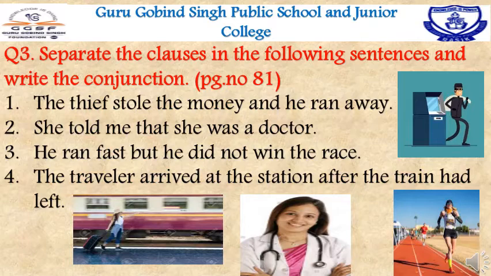Now the third one, he ran fast but he did not win the race. So clause number 1, he ran fast. Then the second clause, he did not win the race. And what is the conjunction here? But. Now the fourth one, the traveler arrived at the station after the train had left. The first clause, the traveler arrived at the station, and the second clause, after the train had left. Here the conjunction is after.